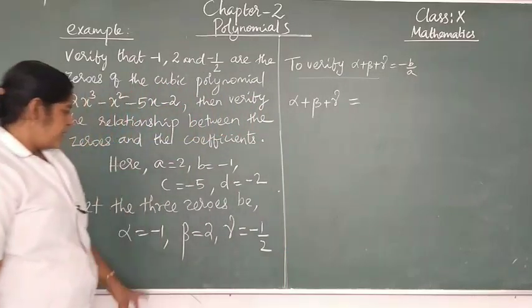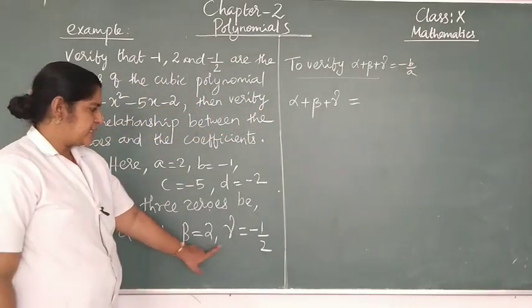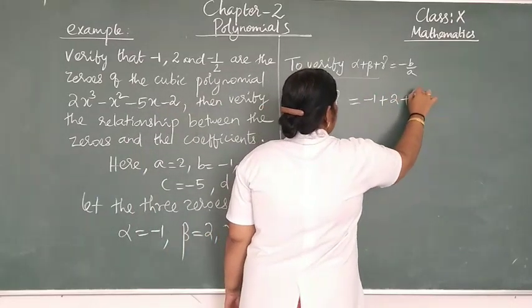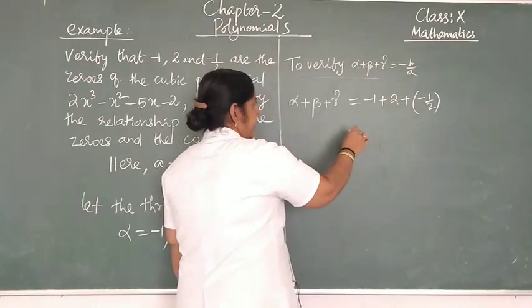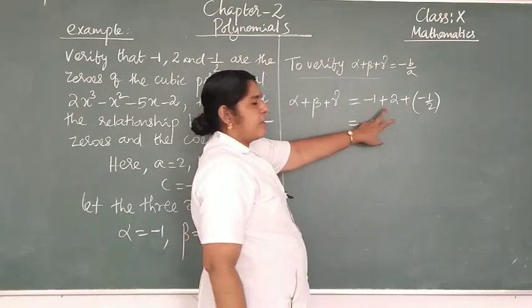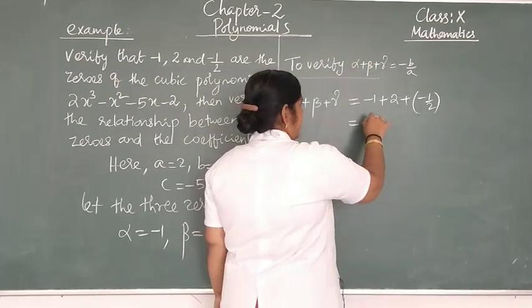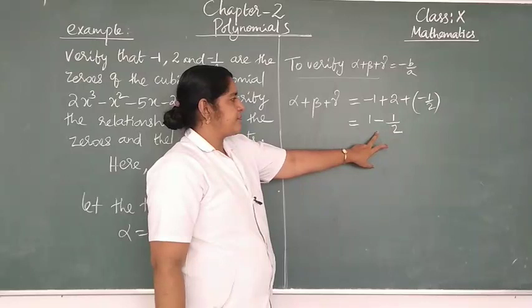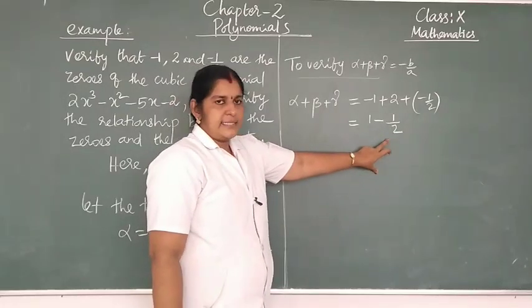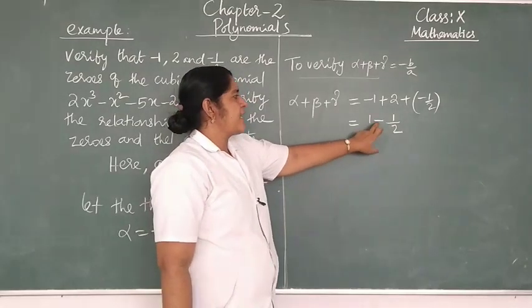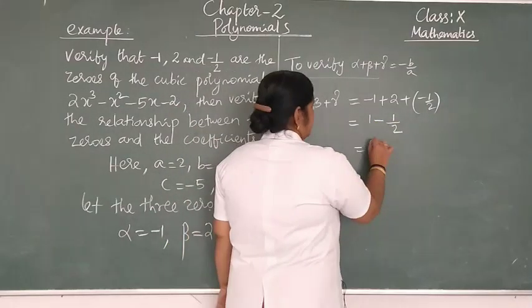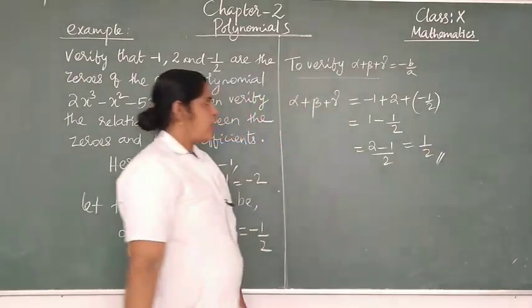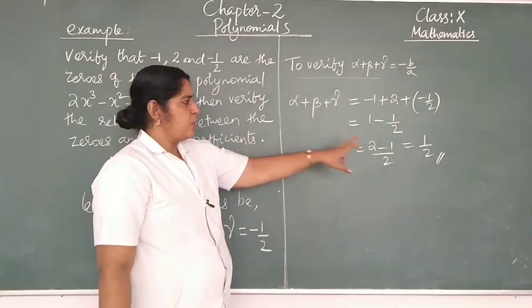What is the addition? -1 plus 2 plus -1/2. That is equal to, what is -1 plus 2? 1. So 1 minus 1/2. What is 1 minus 1/2? Take the LCM. LCM is 2. So 2 minus 1 by 2, that is equal to 1/2. So we got sum of the zeros equal to 1/2.